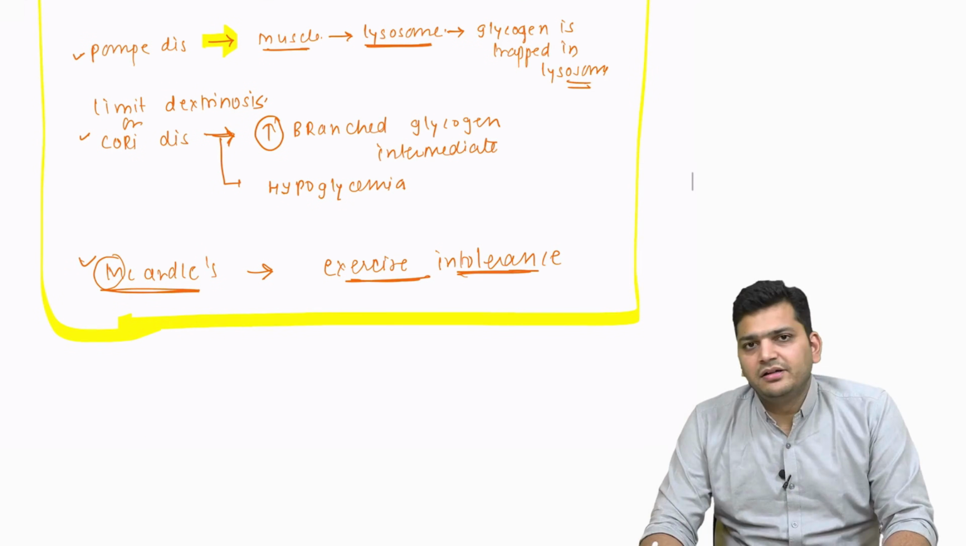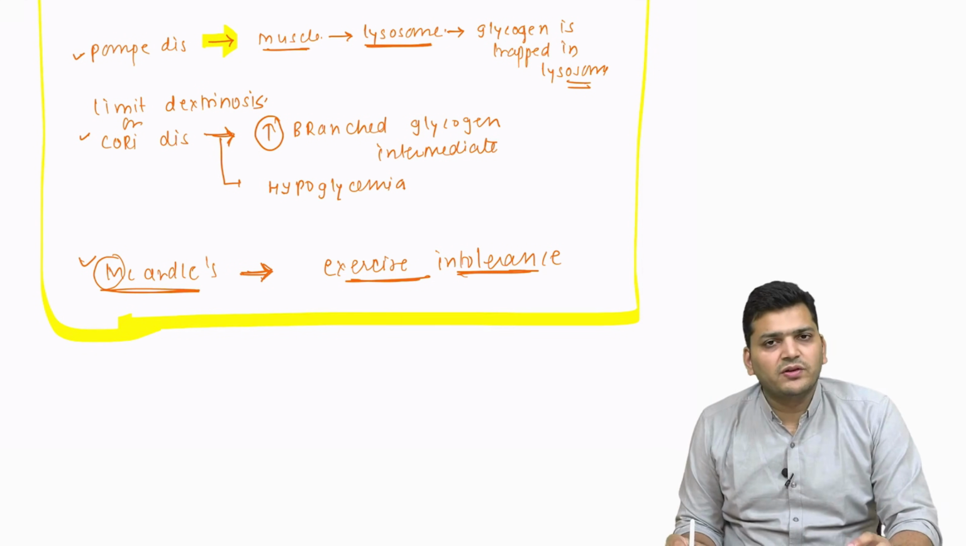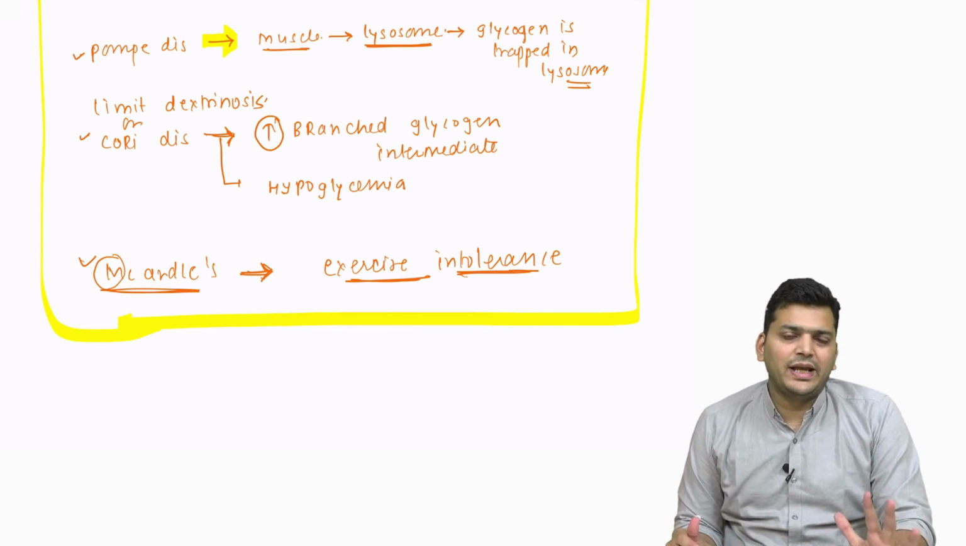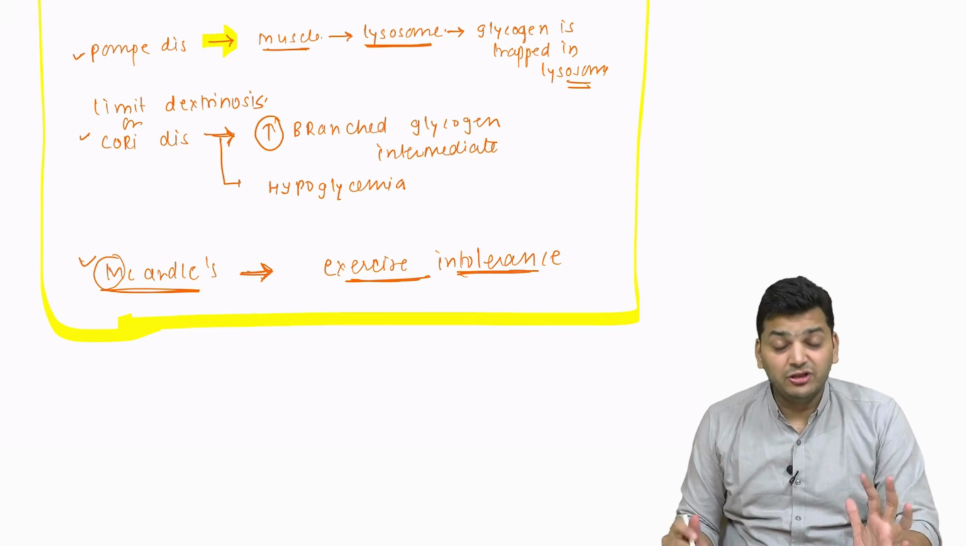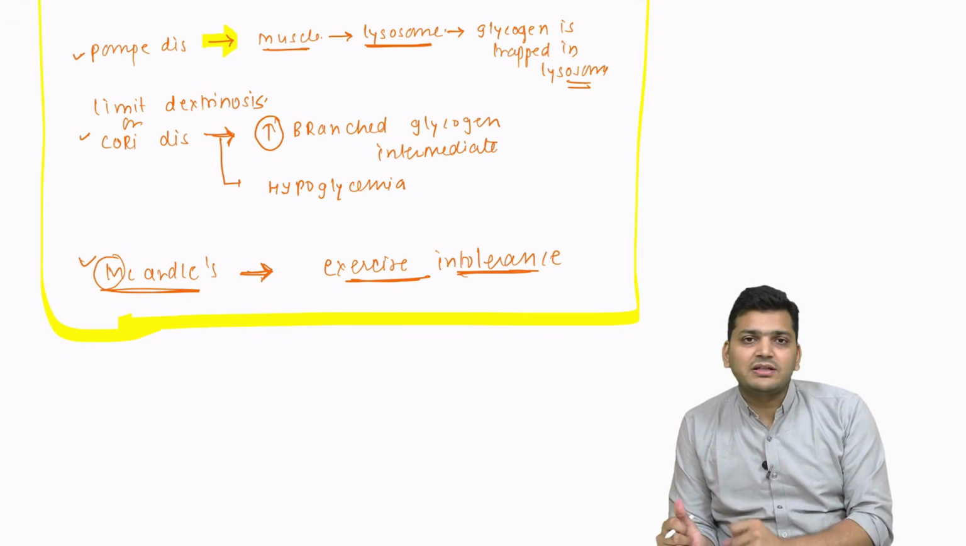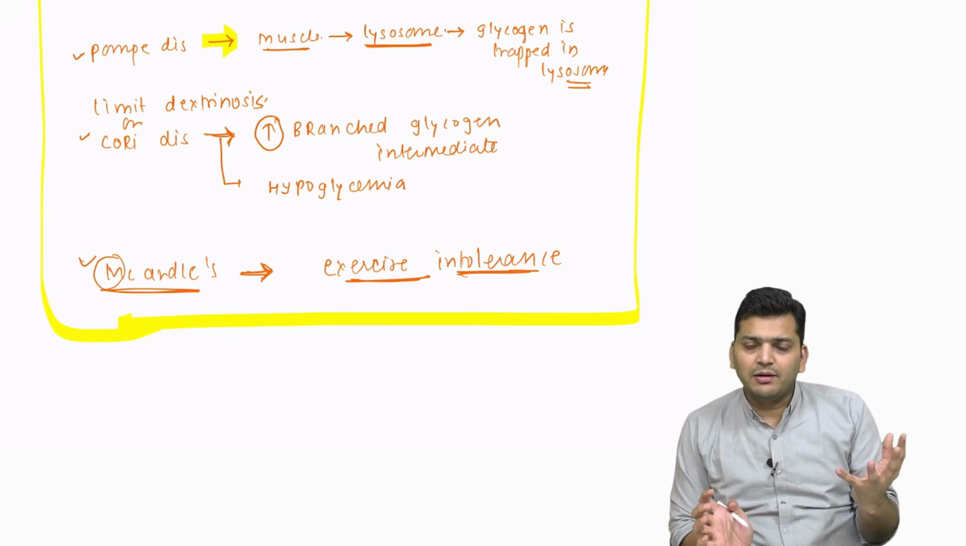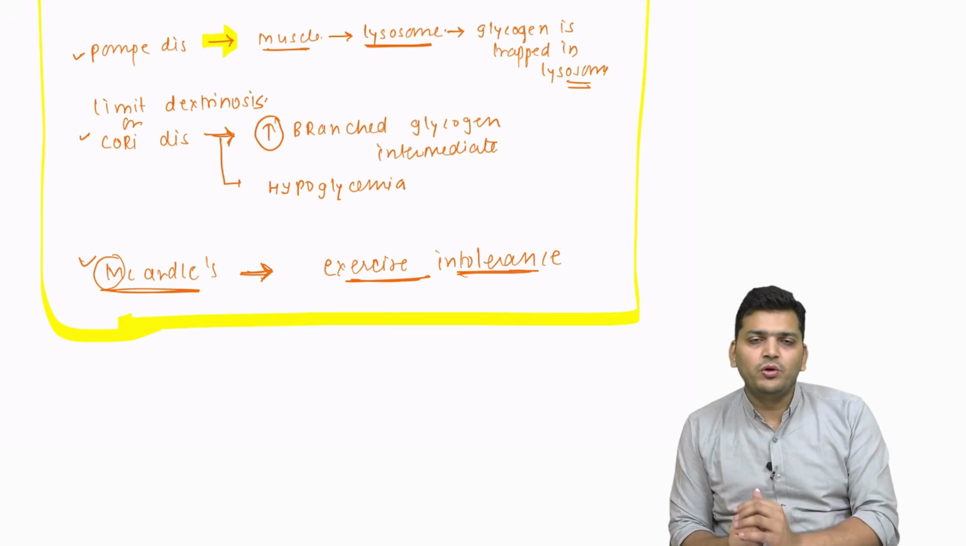Then we have McArdle disease. McArdle disease is due to deficiency of muscle glycogen phosphorylase, and the patient will not be able to do exercise. Whenever he does exercise, it will lead to severe pain, and the color of the urine will also change because the myoglobin will start coming. The skeletal myocytes will die. The myoglobin will come out, filter in the kidney, and go in the urine.